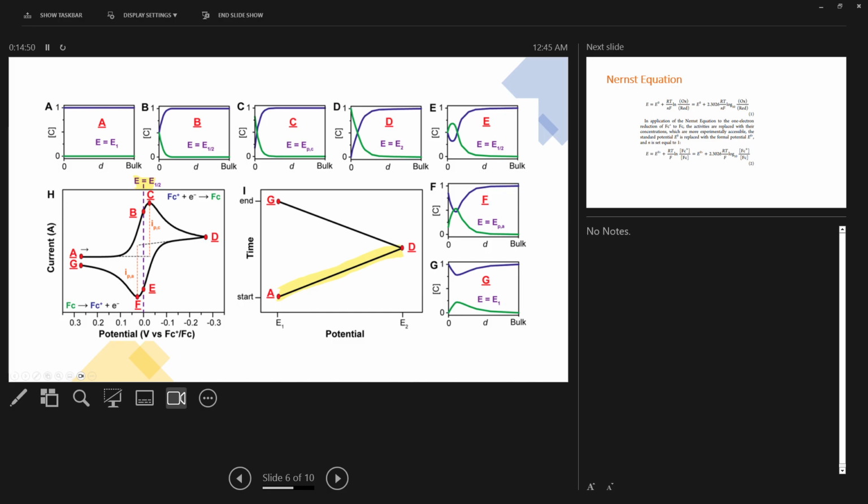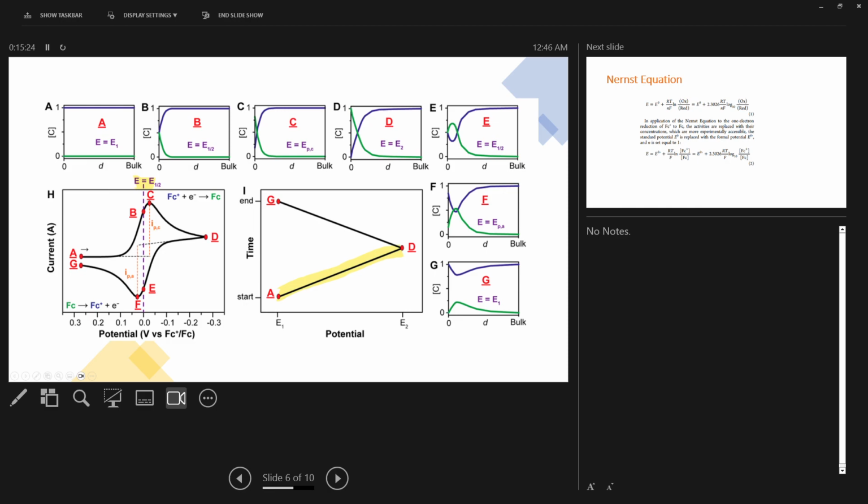Look at that. The concentration of this green, which is Fc, ferrocene, and the concentration of blue, which is ferrocenium, are both the same at the cathode surface. But as we move away from the cathode surface, the amount of ferrocene is decreasing and the amount of ferrocenium is increasing. That is shown here when the potential becomes the half potential. This is called the formal standard potential of a species.